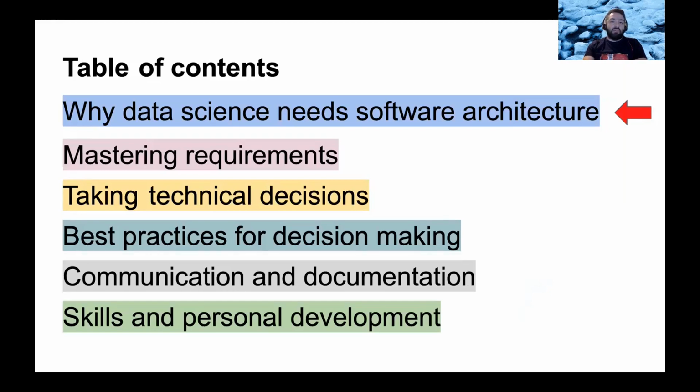Once you have requirements, you have technical decisions to make. We think about strategies on how to do that, where to get ideas, how to deal with missing information. Next, once a decision is made, it needs to be communicated and documented. We will talk about how to do that for each group of stakeholders.